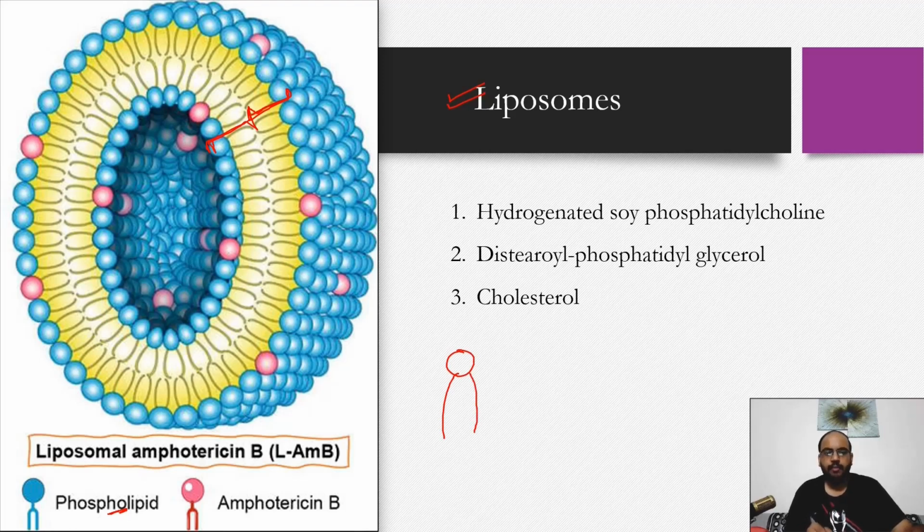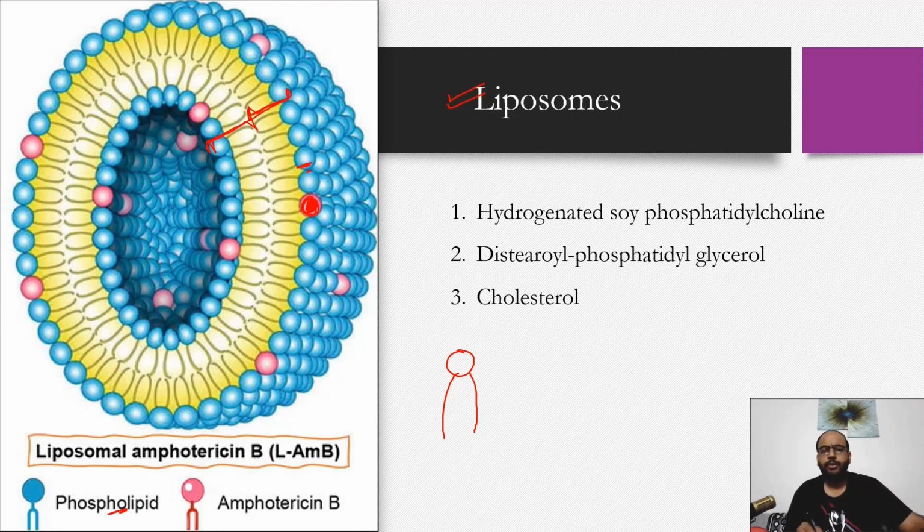Okay, amphotericin B has somewhat of a similar structure. So you can see this pink ball one, this structure. This is amphotericin B, and it is encapsulated in the liposomal membrane. So this is liposomal amphotericin B.